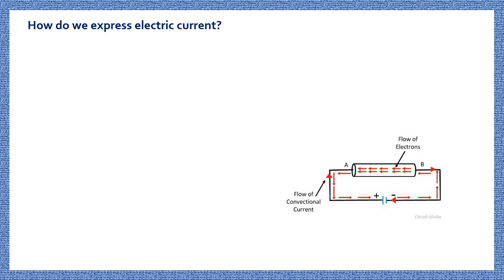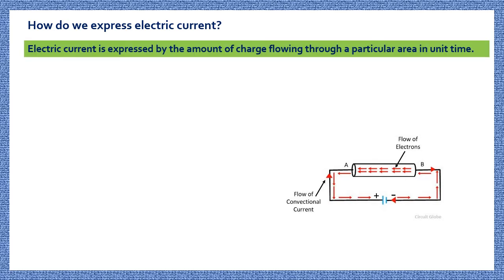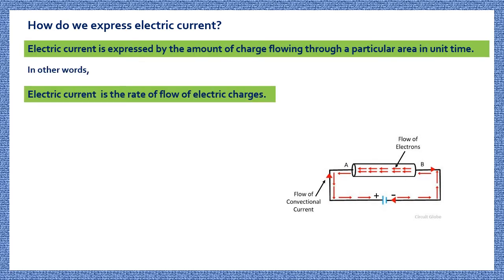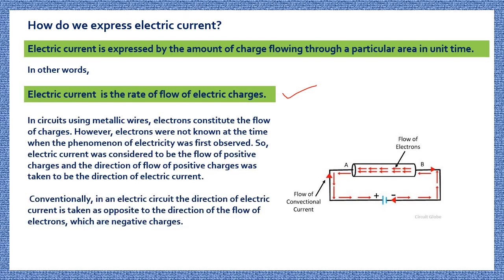How do we express electric current, or what is electric current? Electric current is expressed by the amount of charge flowing through a particular area in unit time. In other words, simply we can say electric current is the rate of flow of electric charges. That is the definition of electric current.